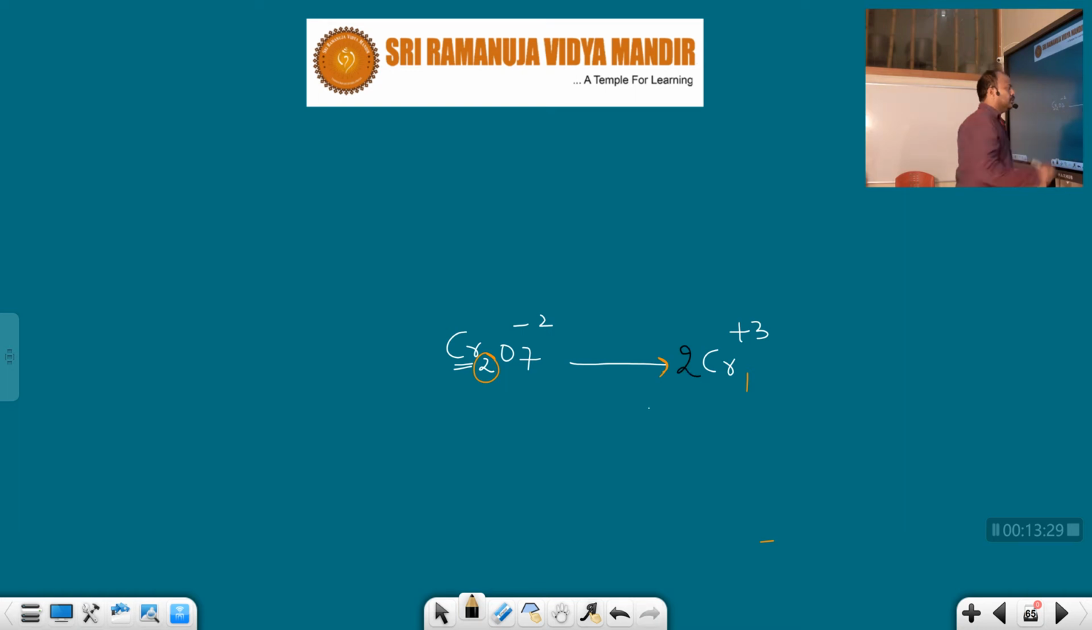So 2 chromiums. Now these are having 2 chromiums, and this is also having 2 chromiums. Am I correct or not? So chromiums are balanced. That is step 1. We have to balance all elements except oxygen and hydrogen. Later we have to balance the oxygen and hydrogen. Don't think about that now. First of all, think about the 2 chromiums on the left hand side in the dichromate ion. In the chromic ion only 1 will be there.